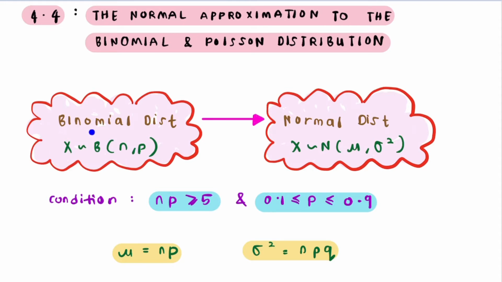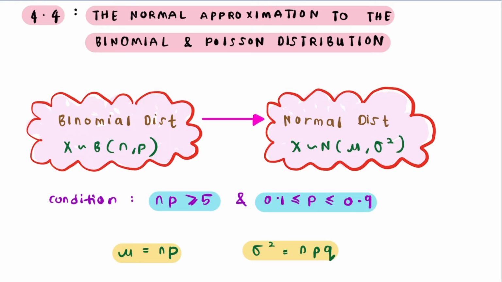Let's say for the first one, when you want to approximate from binomial towards normal distribution, you know that for binomial the parameters are n and p, while for normal the parameters are mean and variance. The condition for you to use normal from the binomial question is np must be at least 5 and your p, the probability of the success event, must be from 0.1 up until 0.9 only. So if you satisfy these two conditions, you can use the normal distribution method.